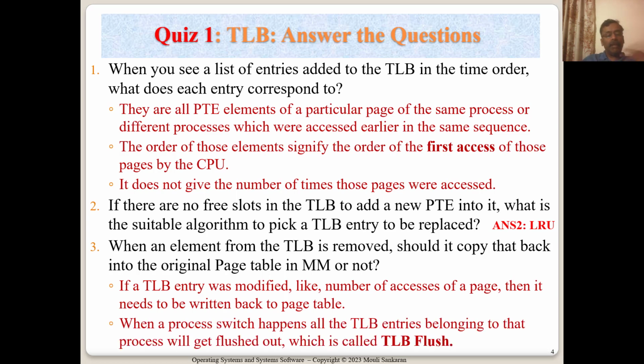TLB flush is done when a particular process is moving out of the CPU. That means you are swapping out or you are terminating a process. Then it may have many entries in the TLB which are no longer needed. So you can knock off all those TLB entries. That's called TLB flush. So you knock off many entries in the TLB in one go.